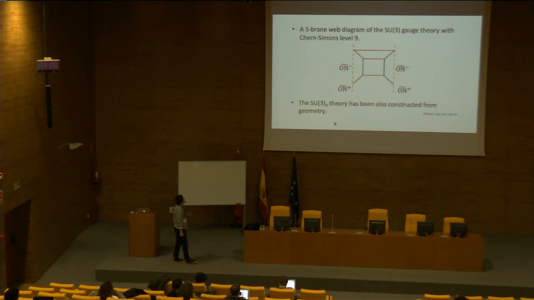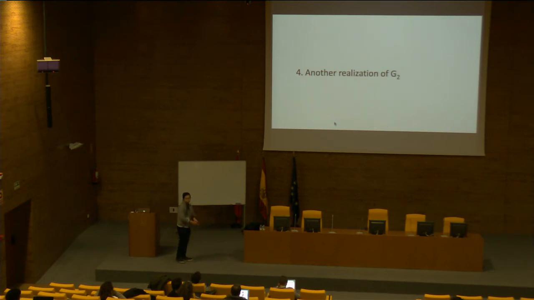If we consider this kind of web diagram, and again compute the tension of the monopole string by computing the area, it is possible to confirm that this web diagram represents SU(3) gauge theory with Chern-Simons level 9. And this SU(3) Chern-Simons level 9 theory can also be constructed from geometry by using a Calabi-Yau threefold. But now 5-brane web diagrams also realize basically all the SU(3) gauge theories with any Chern-Simons level, which is predicted from the effective prepotential.